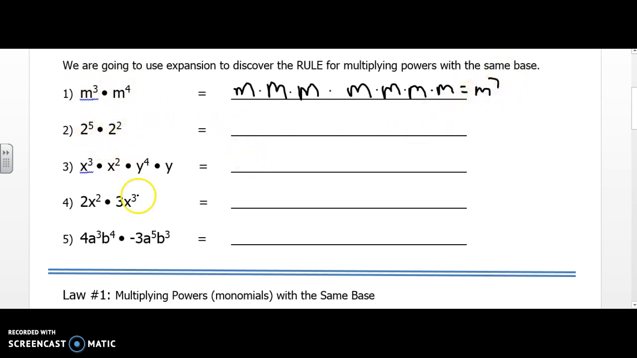2 to the 5th times 2 to the 2nd. Well, 2 to the 5th, that's 2 times 2 times 2 times 2 times 2. 5 2's being multiplied. And 2 to the 2nd would be 2 times 2. And again, I'm multiplying these things together, so I'll go ahead and multiply them all together. And really to do that, again, using my definition of an exponent, I'll count how many times I'm multiplying these 2's. 1, 2, 3, 4, 5, 6, 7. So this really, in all reality, would equal 2 to the 7th.